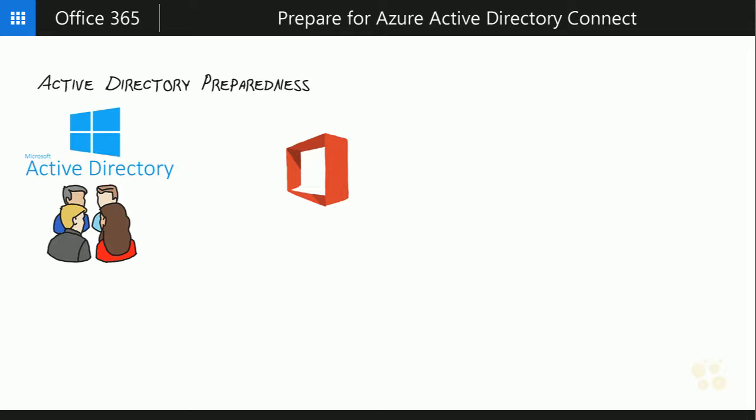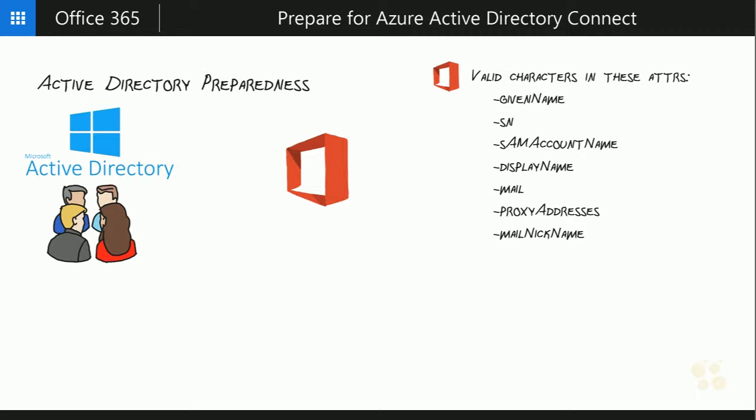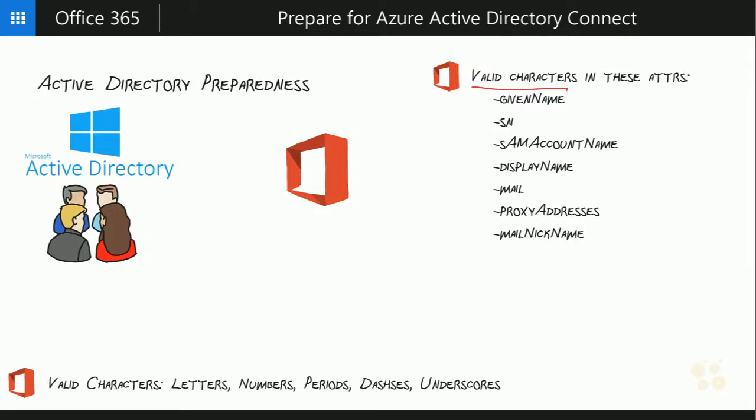Well, we need to ensure a couple of really key, critical features are set up properly in our on-premise Active Directory. First, a set of attributes that have to have valid characters in them, and they are the attributes that are going to get copied up into Office 365: your SAM account name, your display name, your given name. These are the things that get populated in your account in Office 365, and they have to have valid characters. What are valid characters? Letters, numbers, periods, dashes, and underscores. So no exclamation points in the display name, no at signs in the given name. You've got to stick to the valid characters if the synchronization is going to work.